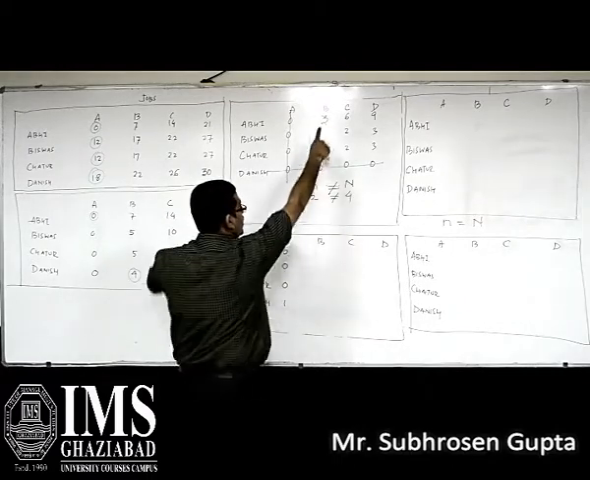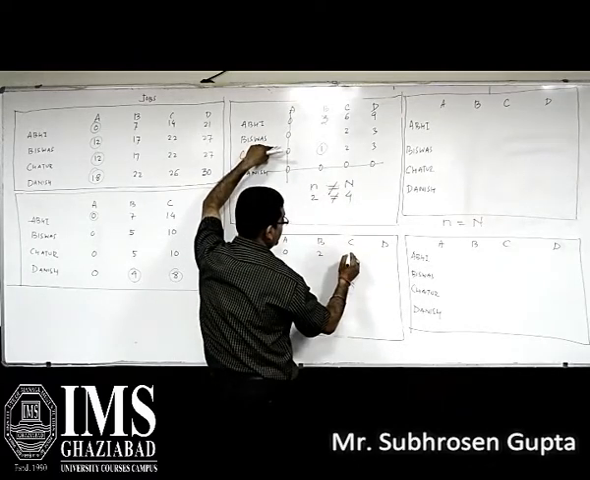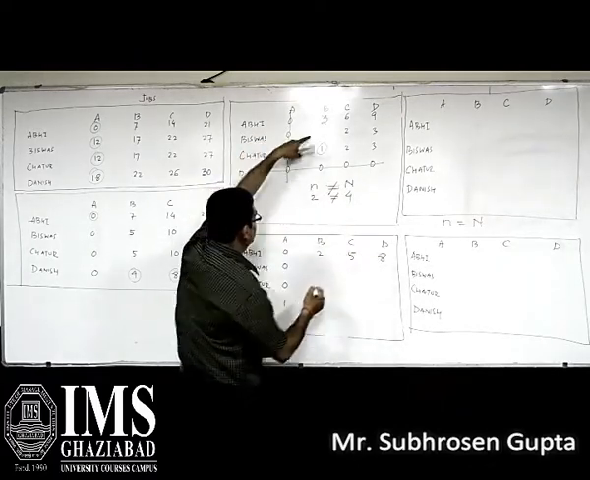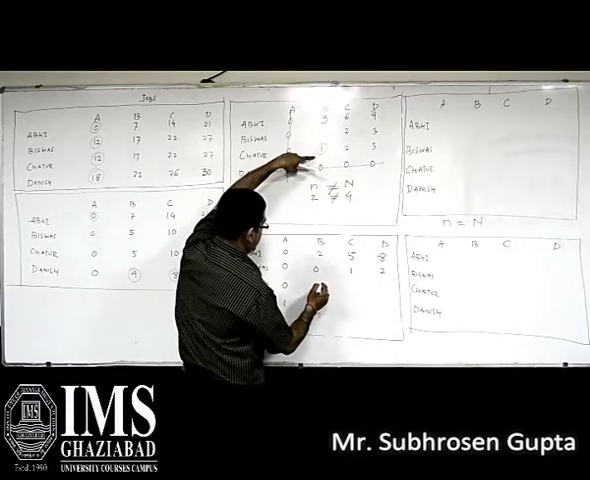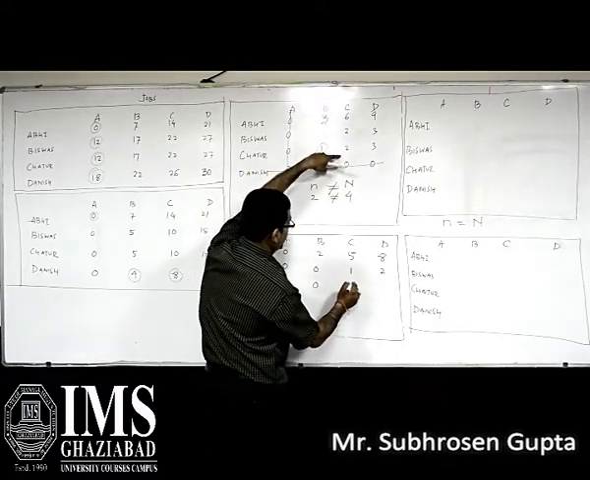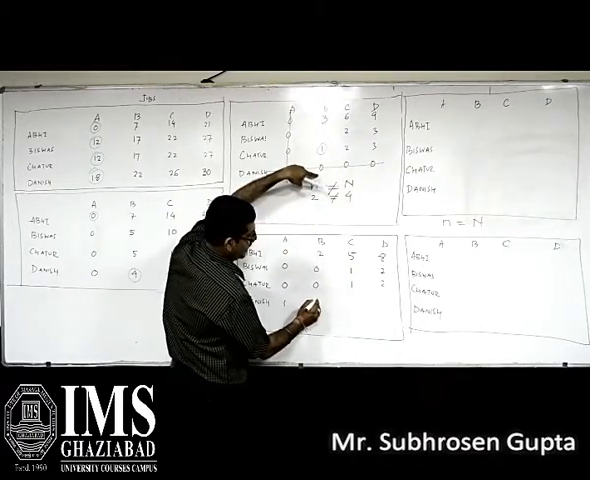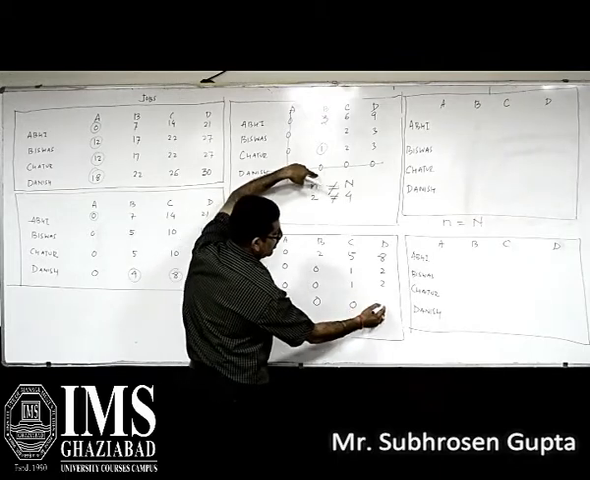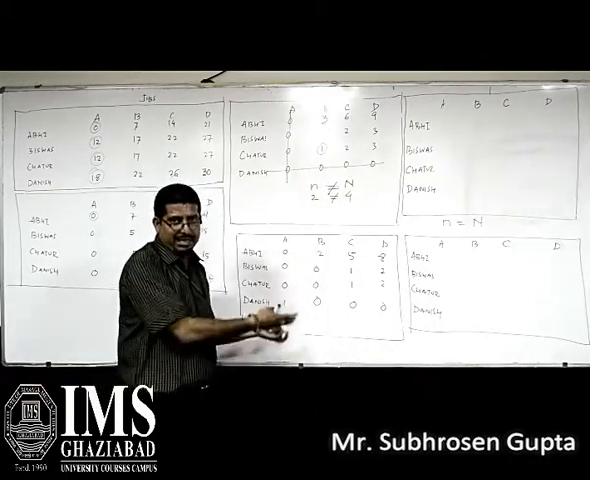This one: 3 minus 1, 2. 6 minus 1, 5, 8. It becomes 0. It becomes 1. It becomes 2. It becomes 0. It is 1. It is 2. Yes, correct. 0, 0, 0. Clear? Now another table has been formed.